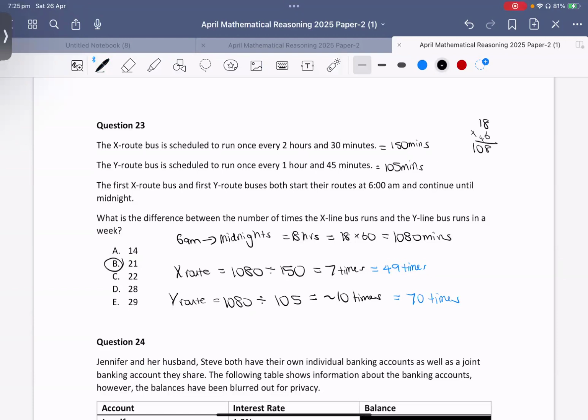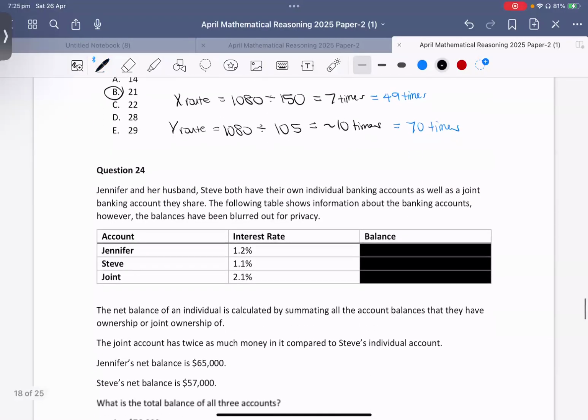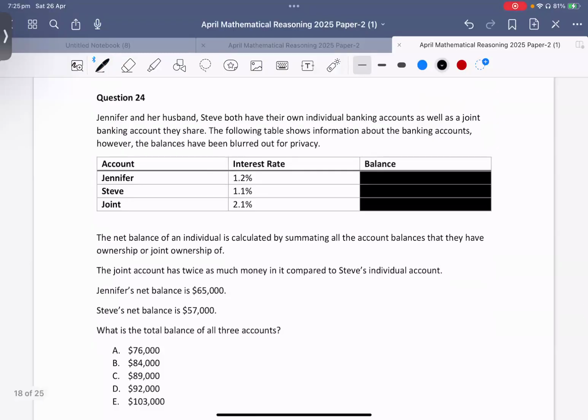Hopefully that is okay, and hopefully I'm not going too fast for you. Okay. All right. Question 24. So Jennifer and her husband Steve both have their individual banking accounts as well as the joint banking account that they share. The following table shows information about the banking accounts. However, the balances have been blurred out for privacy. So the net balance of an individual is calculated by summating all the account balances that they have ownership or joint ownership of. The joint account has twice as much money in it compared to Steve's individual account.